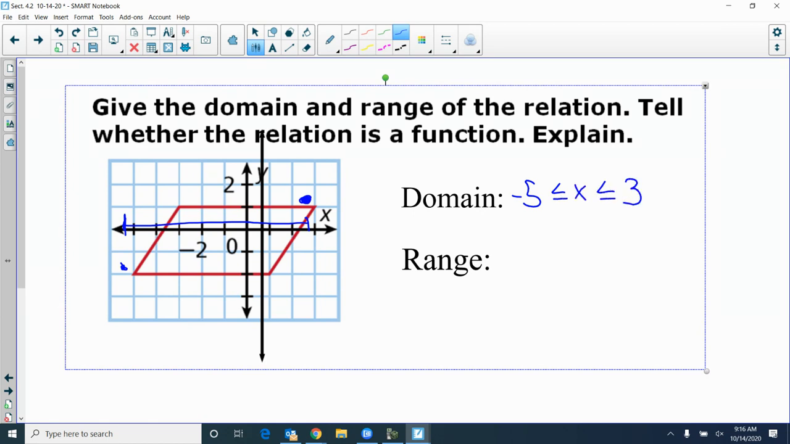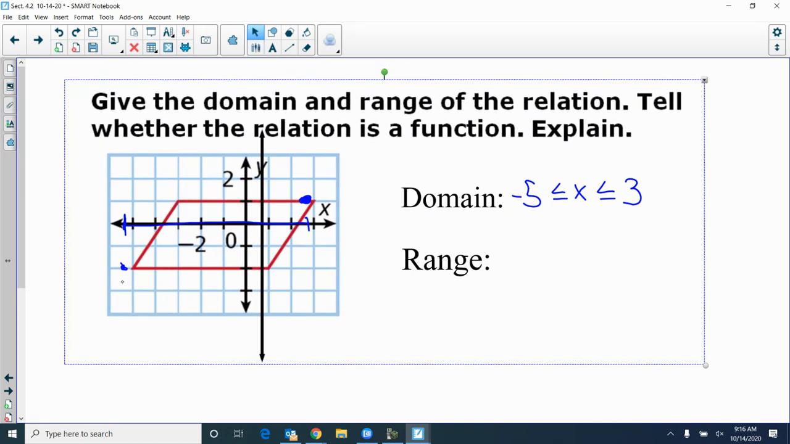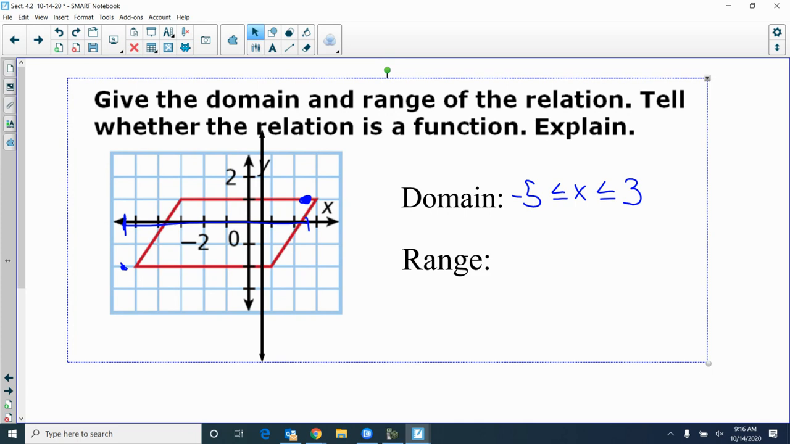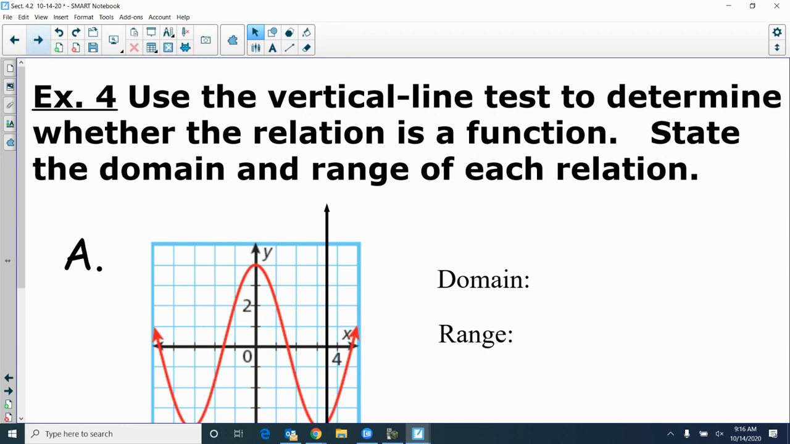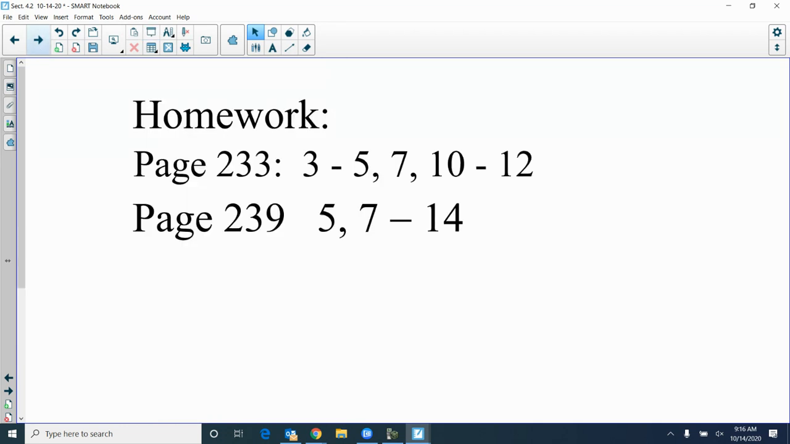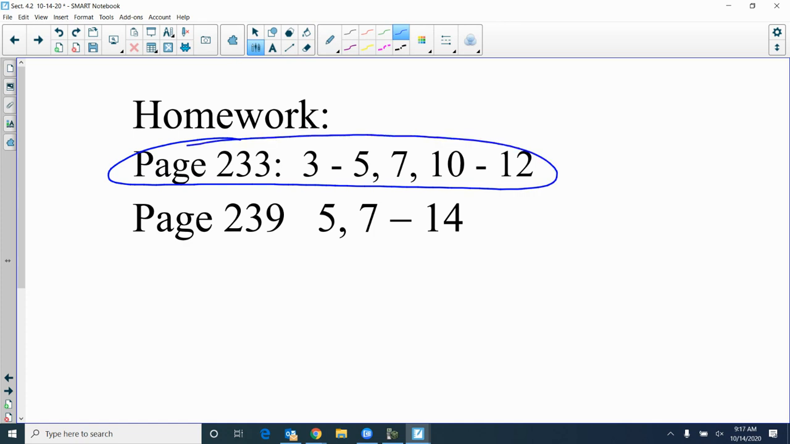And how about that range? I know we're running out of time. We'll have to finish that, but I do want you to just do a little bit here. Do page 233. Turn that in.